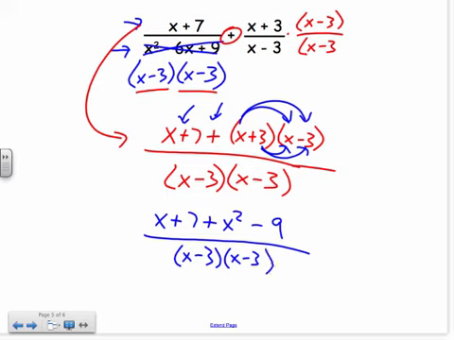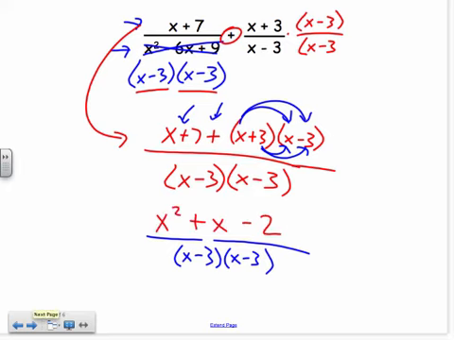Well, let's combine some of this stuff. I have a 7 plus a negative 9, which gives me a negative 2. And let's write that in standard form. So x squared plus x minus 2. I'm going to rewrite that up here. x squared plus x minus 2.